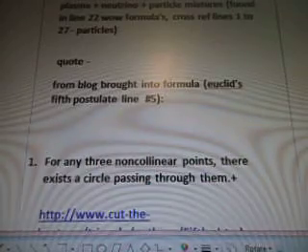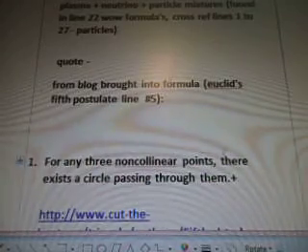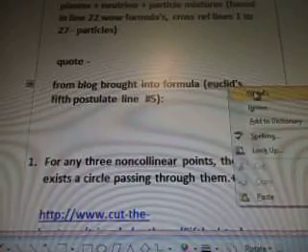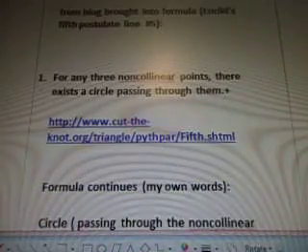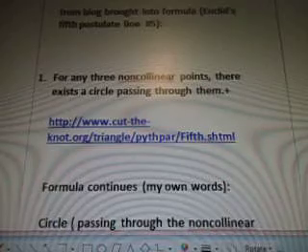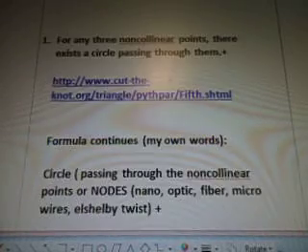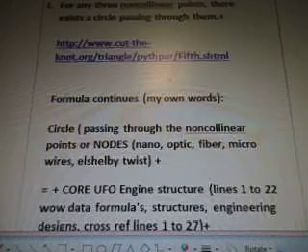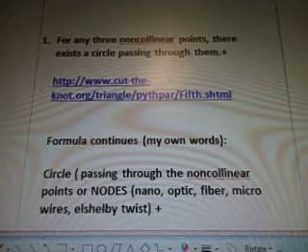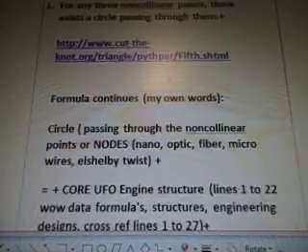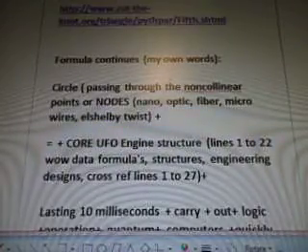Quote, from blog brought into formula, Euclid's fifth postulate, line 5, number 5. For any 3 non-collinear points, there exists a circle passing through them. Plus, and it's from www.cutthenot.org was where I found that quote. The formula continues, my own words.